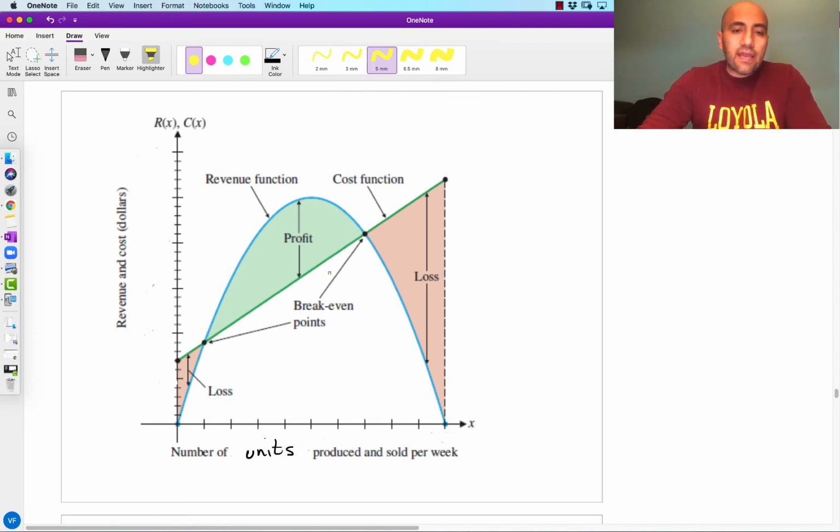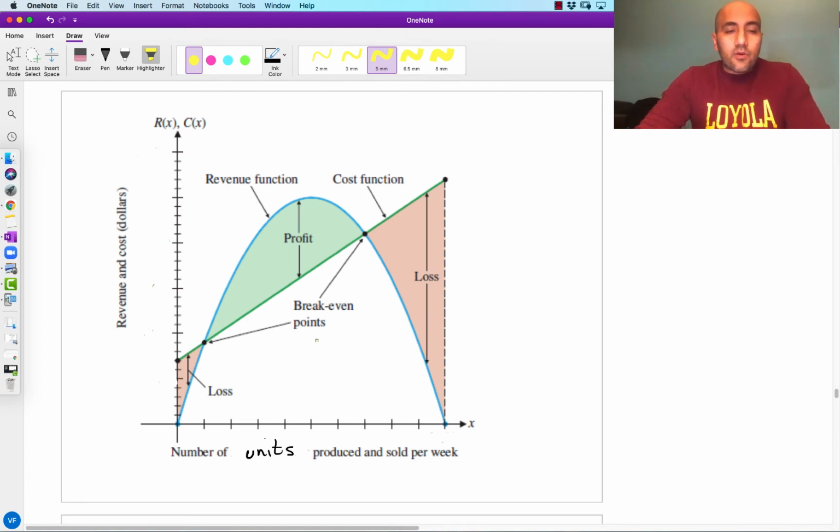They intersect at 2 points. The gap between them is the profit. As long as the revenue function is higher than the cost function, that's profit. On the other hand, the place where the cost function is higher than the revenue function represents a loss. That's when we're losing money. The points where these two graphs intersect are called the break-even points.